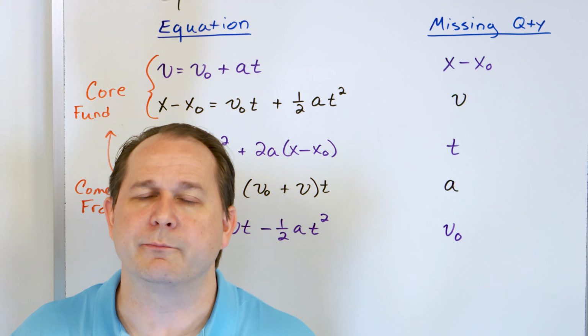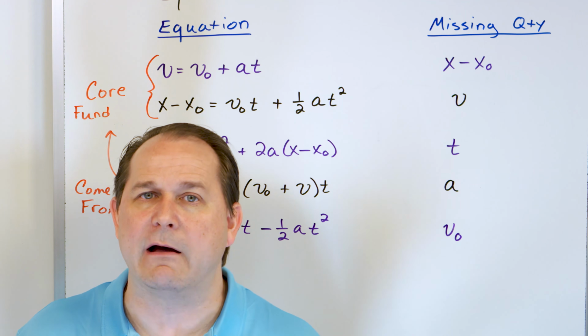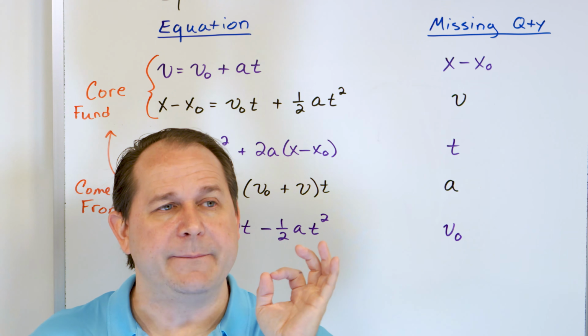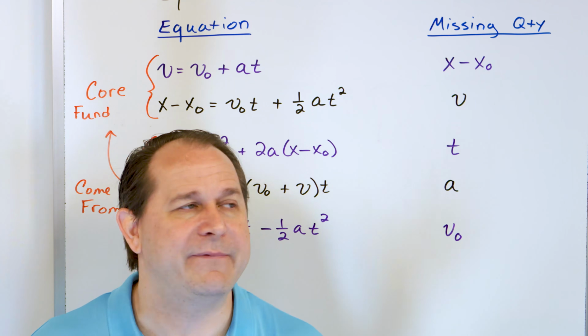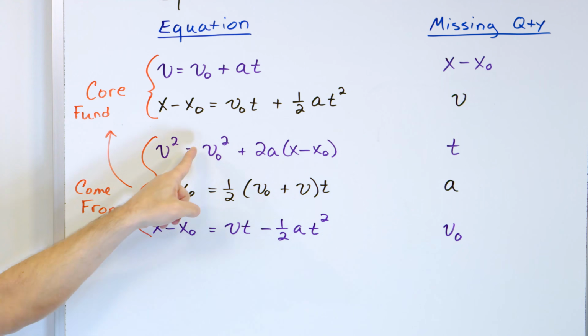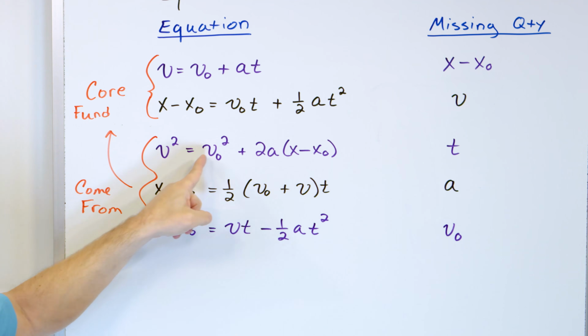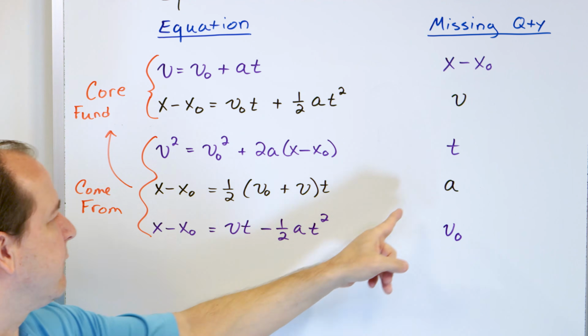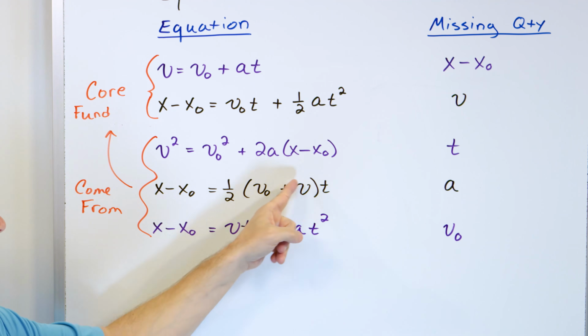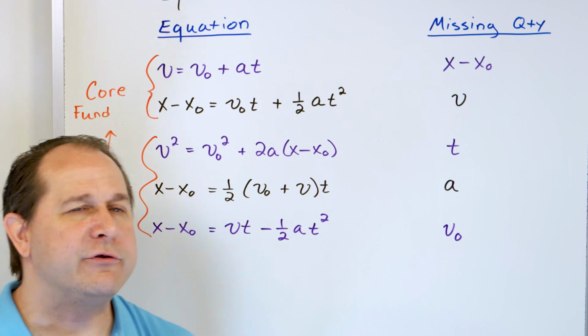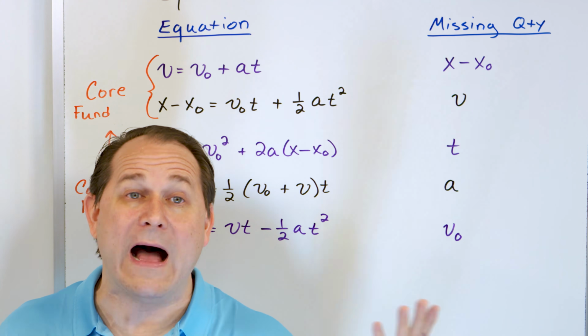So the missing quantity is helpful if you have a problem that doesn't give you some information. Like if I have a motion problem and I don't actually know anything about how long it takes the motion to happen, I don't know what the time value is, then I might be drawn to using this equation because there is no t in this equation. Or if I don't know what the acceleration is, I might go and use this one because this one has no a in there. Now, you don't have to do that, but that's why I put the column here.